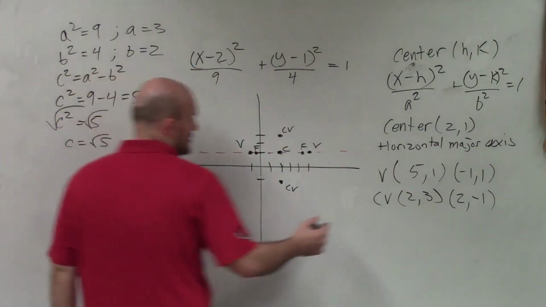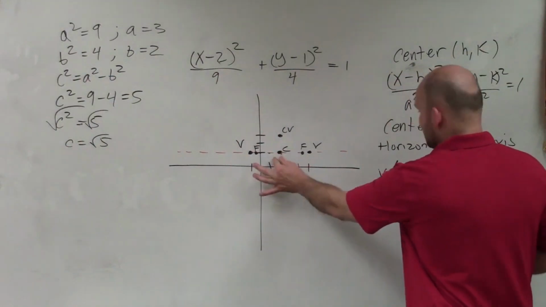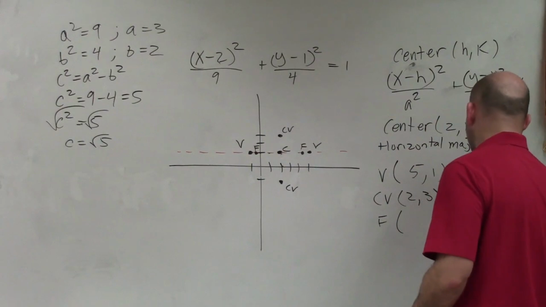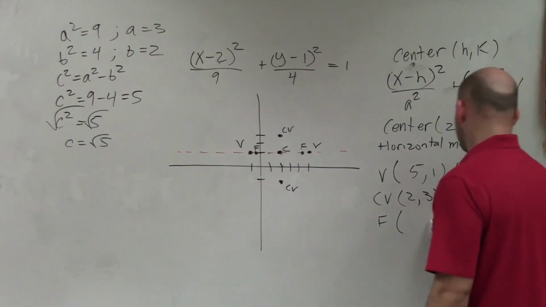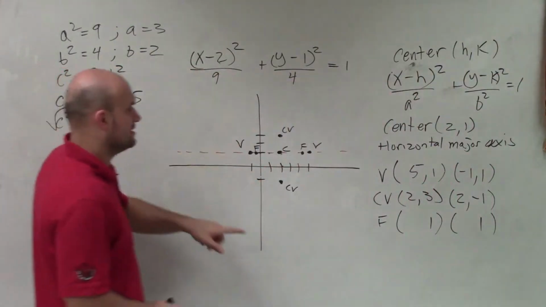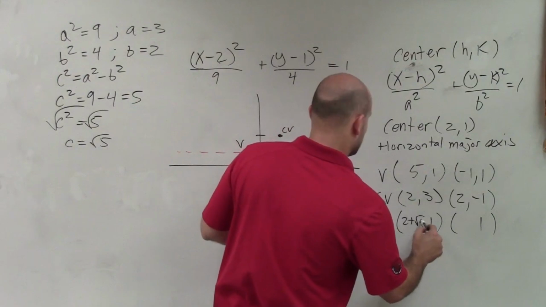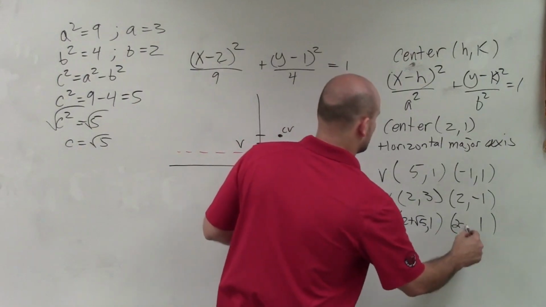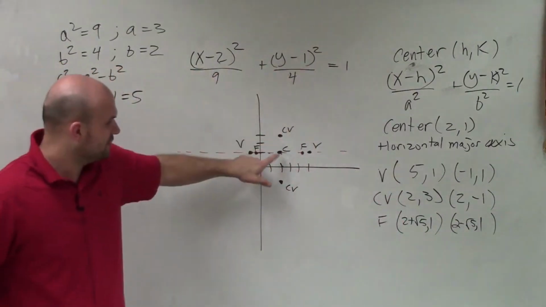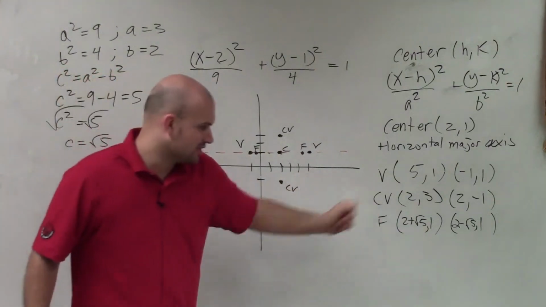And now, so when writing in my foci, again, I'm going from the center. So I know that the y coordinate is always going to be the same. I don't need to worry about that. I know it's going to be 1. All right? But now I just went 2 plus the square root of 5 and 2 minus the square root of 5. Right? That's all I put in. I took 2 and I added square root of 5, and then I subtracted square root of 5. So those are going to be my 2 foci.